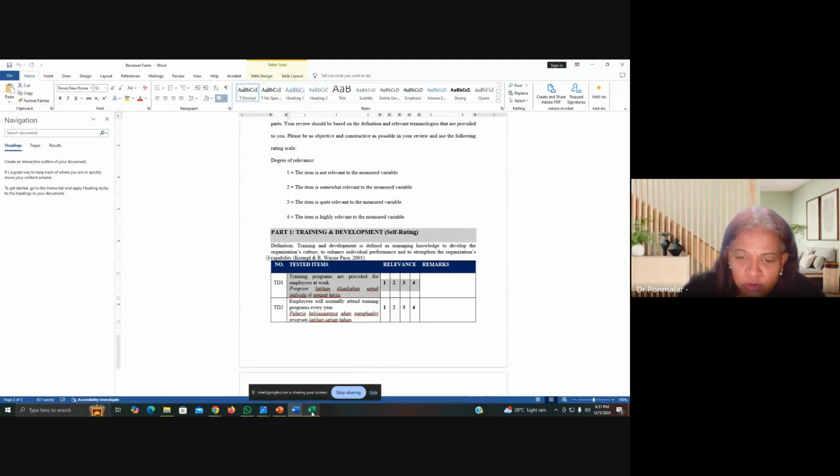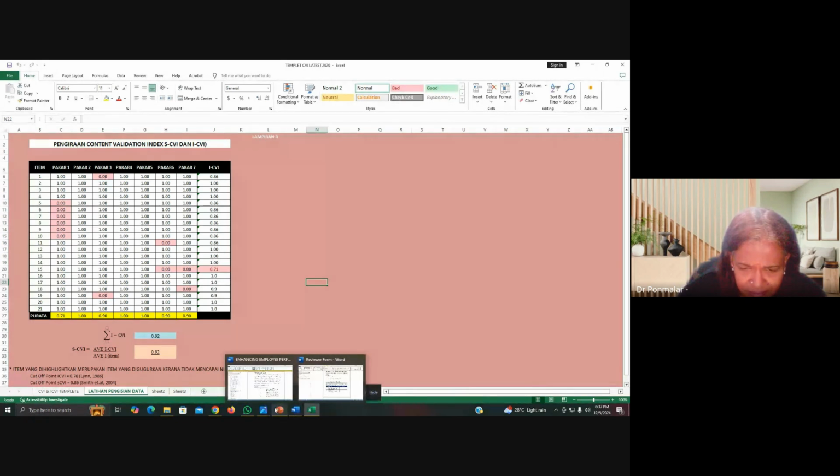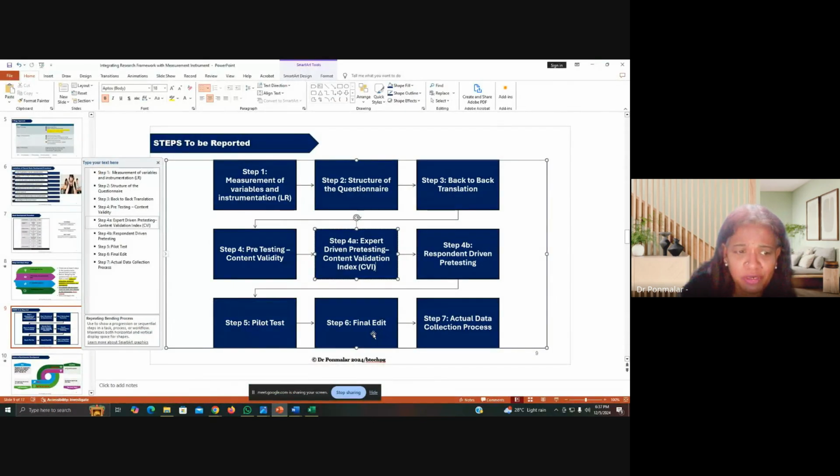These are the scores we will later compute using the content validity index. This is an auto table, so it will calculate like this. Now I have my CVI. ICVI means item content validity index. SCVI means for the scale itself. And then we have cutoff points. The cutoff point is based on how many expert reviewers that we use, usually between 3 to 9.